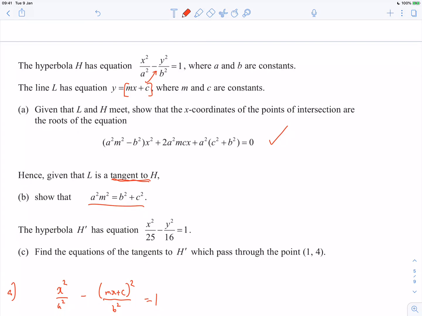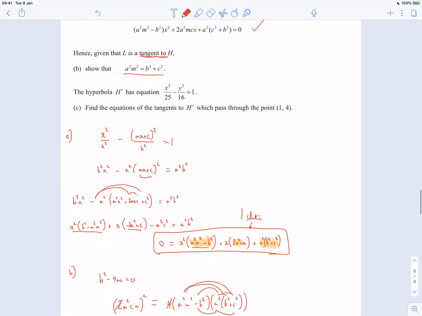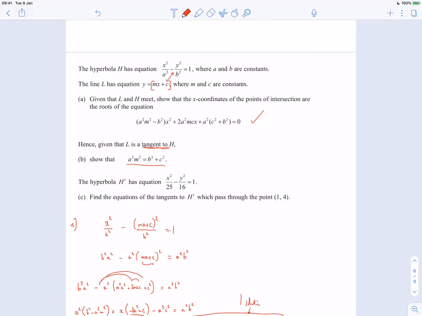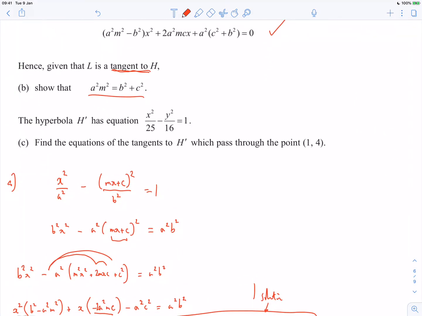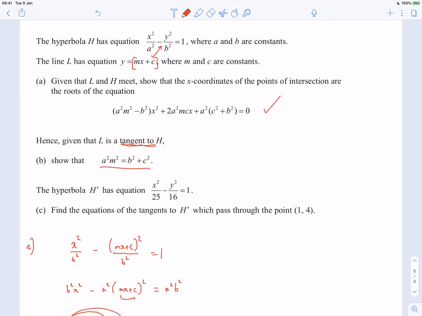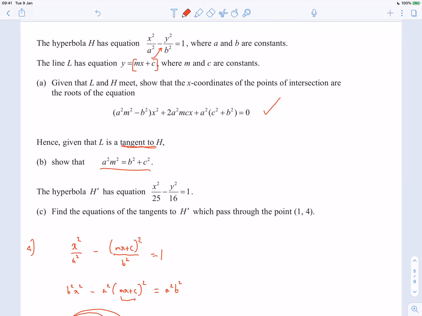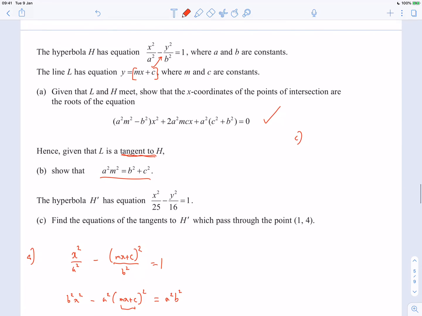It would just be dumb otherwise. Okay, the hyperbola h dashed is that, so it's a specific case of this. Find the equations of the tangents to h dashed which pass through the point (1, 4). Okay, well, I think I can just bang this out straight away now, because I now know that a equals 5, b equals 4. I don't know what c is, and I don't know what m is.